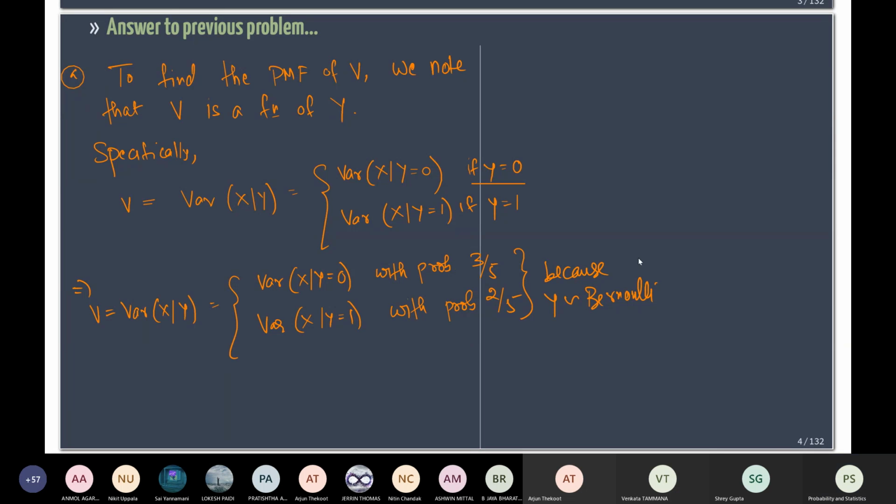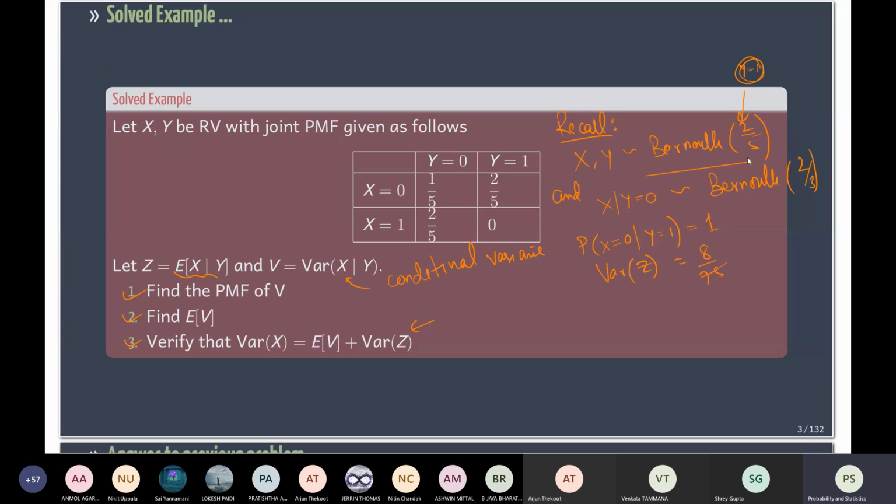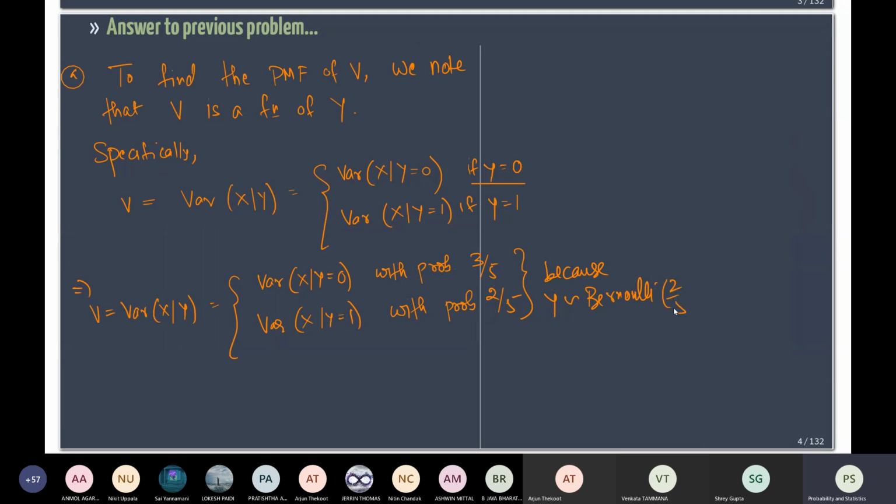So Bernoulli, and then this was 2/5. This is 2/5 because of that, right?